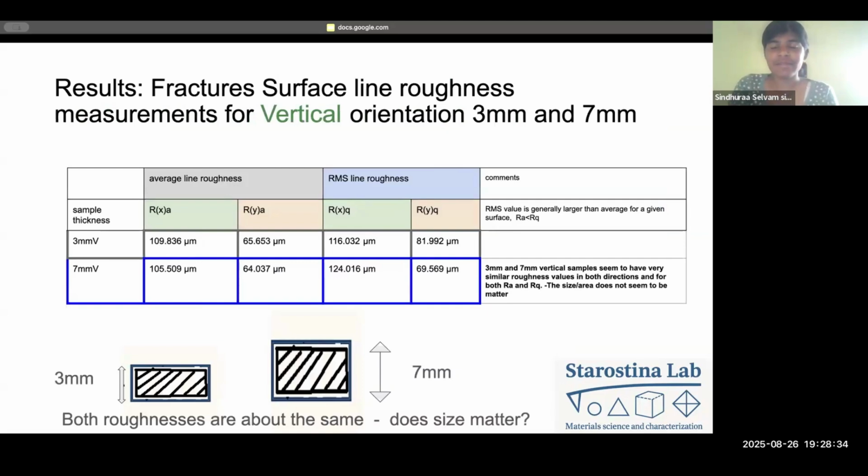And from these line roughness values, we can compare the roughness of the sample for different sizes and different orientations. When we compared two sides of the vertical orientation, we found that size did not play a major role in the roughness values, as the RA and RMS values were pretty similar. Next slide.